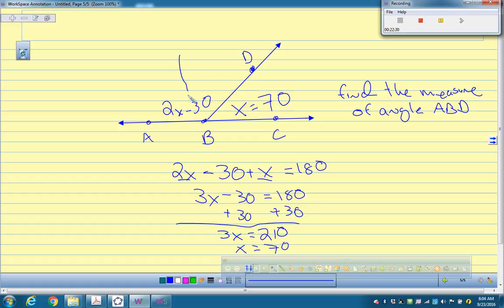So this angle here is 70. What's this angle, which is ABD, have to be? You don't even have to plug in 70. You could just do it because they're supplementary, right? So what's that angle got to be, David? 110, right? Okay? Easy enough, not horrible stuff.